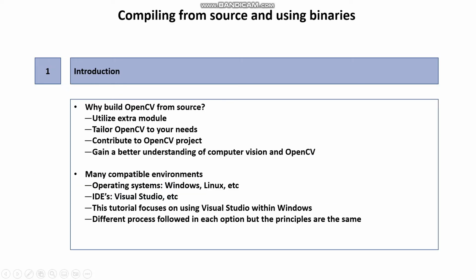The first natural question is, why would you even want to compile the OpenCV project from source? Why not just download the binaries themselves and include it directly in your project? So there are basically four main reasons why you would want to compile from source, because essentially it's a little bit of a trickier and longer process. But the benefits you get are the following. You can utilize the extra modules that the OpenCV project offers. And if we just go through each of these benefits one by one, what does utilizing extra modules mean?